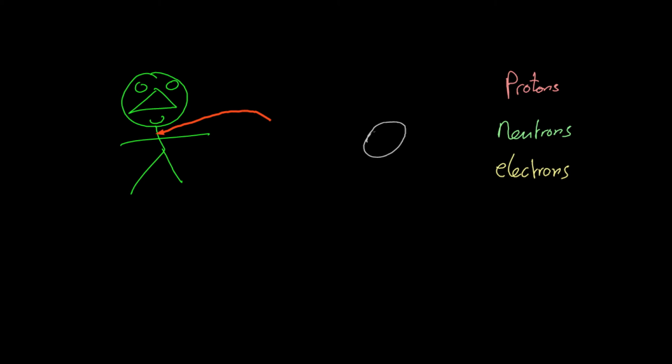Now let's pretend that this is a carbon atom. What we have in carbon is 6 protons, 1, 2, 3, 4, 5, 6, and 6 neutrons. And remember, protons and neutrons are found in the nucleus. So that is 6 and 6. So this is the nucleus of a carbon atom.